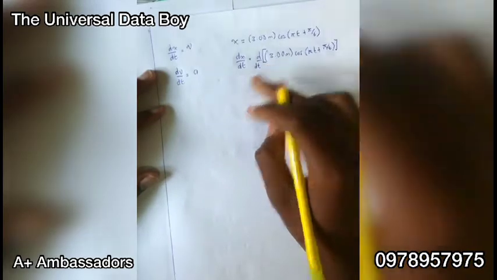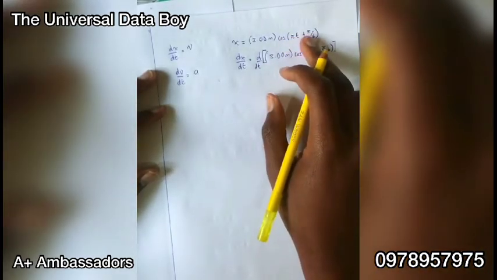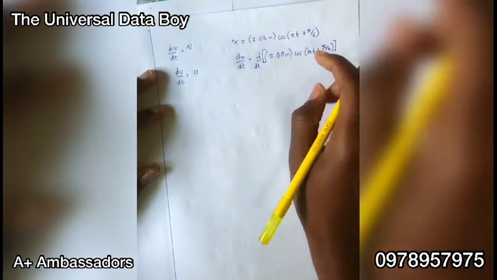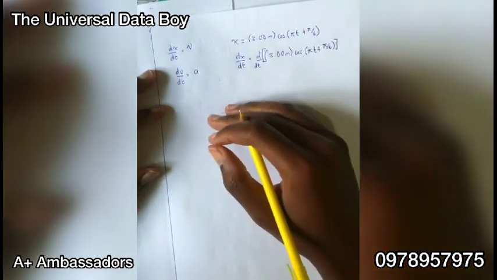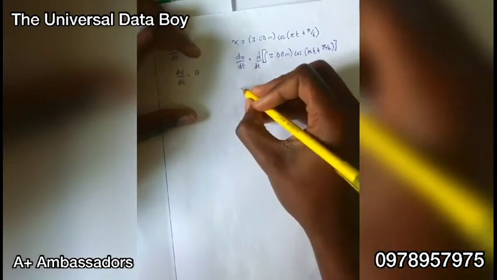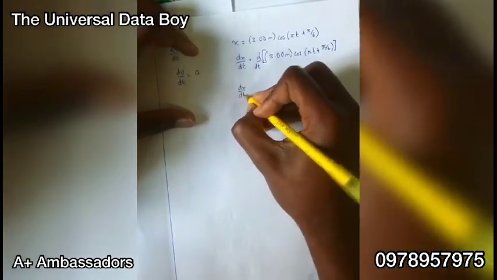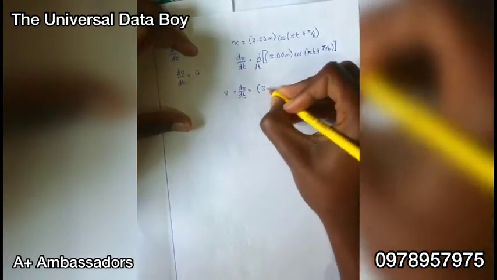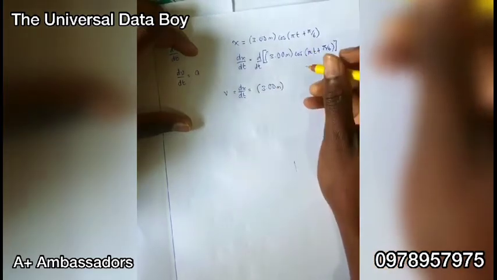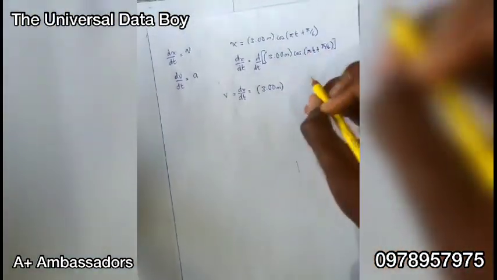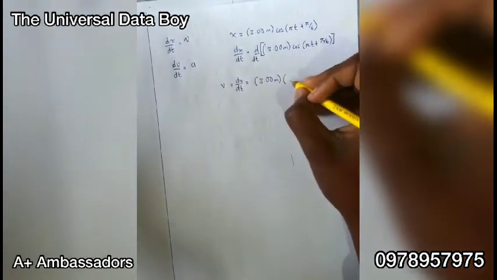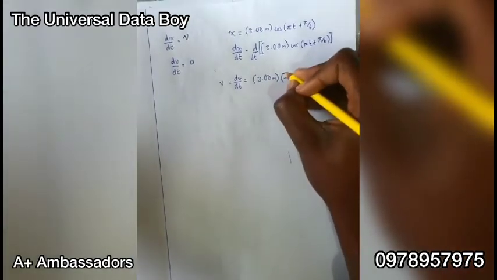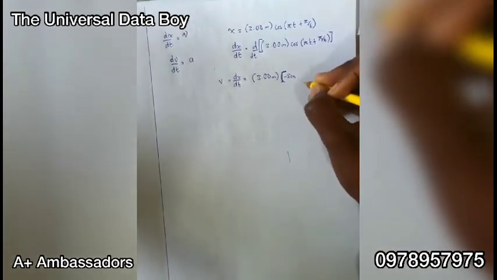To differentiate this one, we are going to differentiate the angle and then multiply it by everything, and then differentiate this cos. We know that the derivative of cos is the negative of sine. So now we have dx over dt, which is just equal to v, being equal to this 3.0 meters, which is just a constant. And then we differentiate the trig function, which is negative sine, and then our angle, which we can put in box parentheses since we are going to use the brackets there.